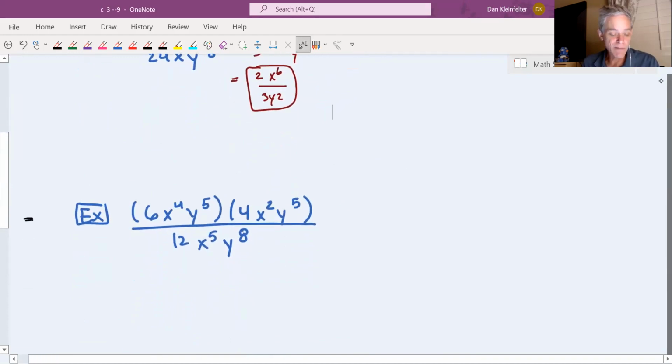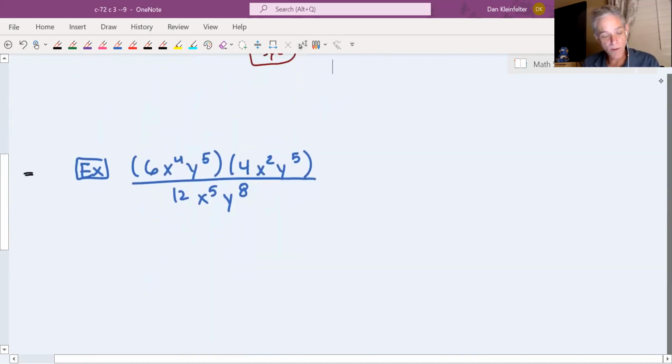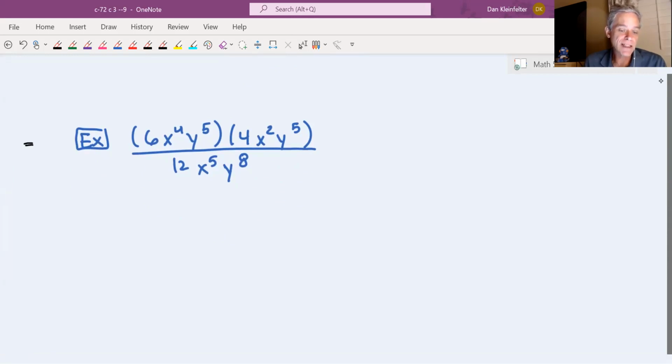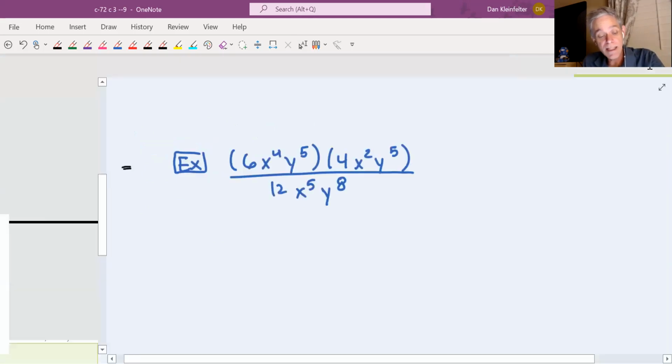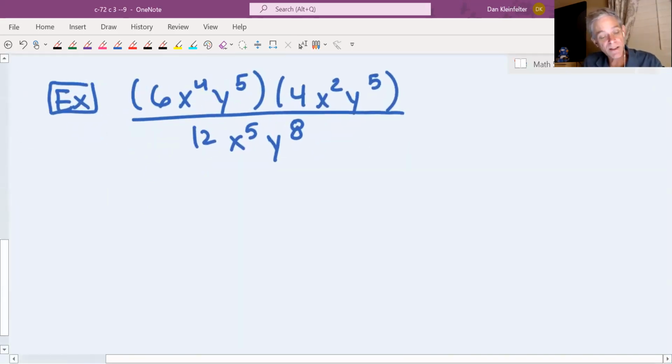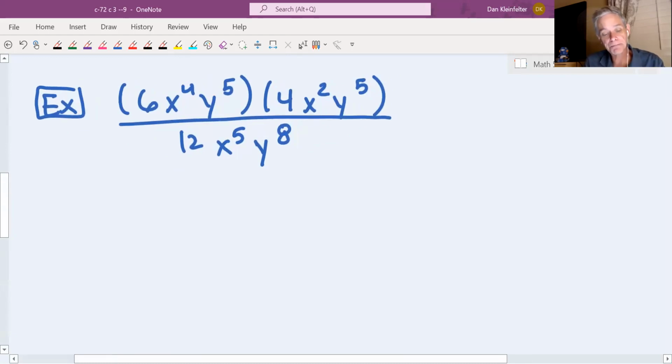All right, our last one and biggest one probably. So for this one, we're going to simplify the numerator as much as we can, and then we'll figure out what to do about the denominator. So take a minute, pause the video, try this one yourself, and then restart the video and see how you did. All right, so this one I'm going to show a few steps to get this done.